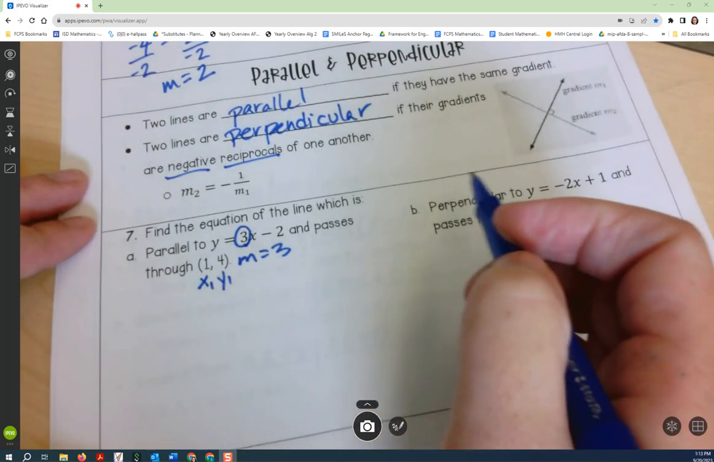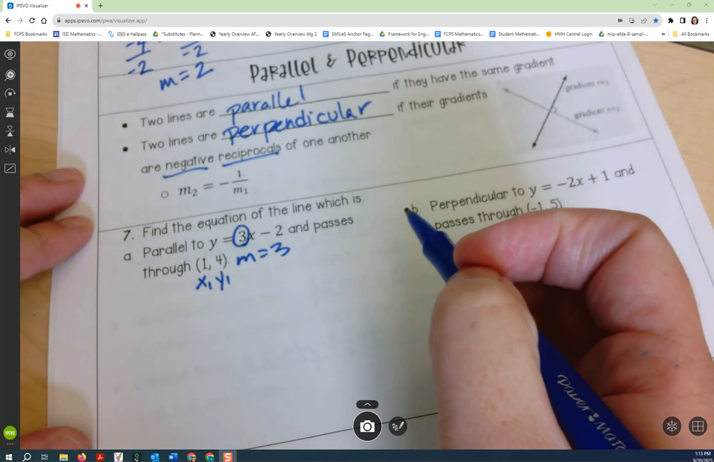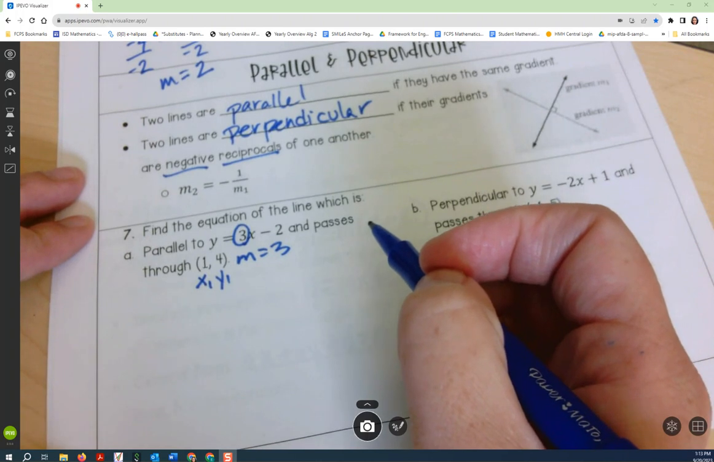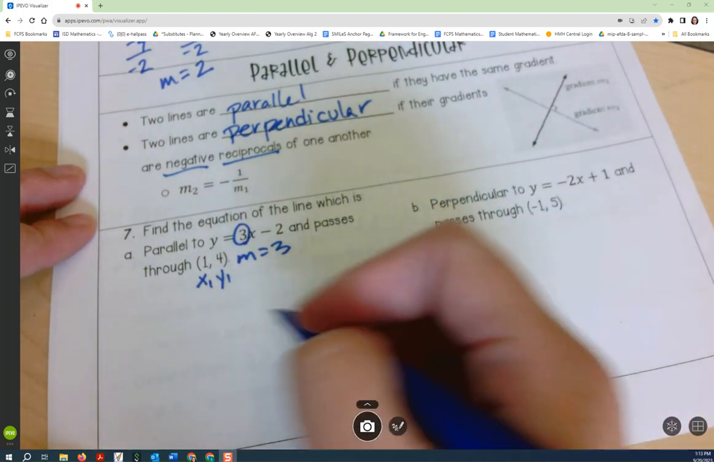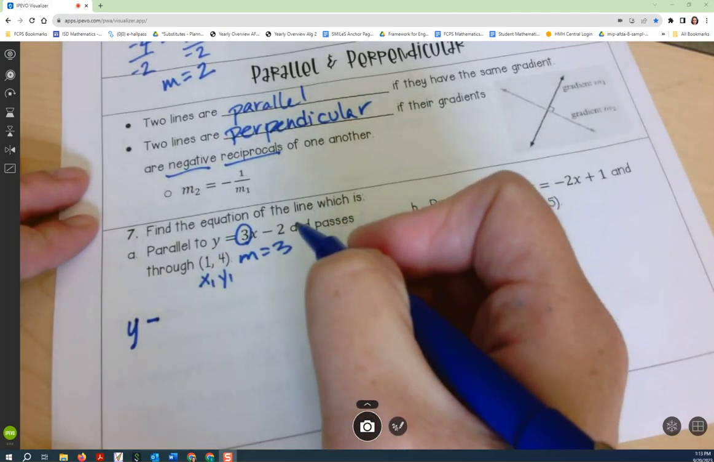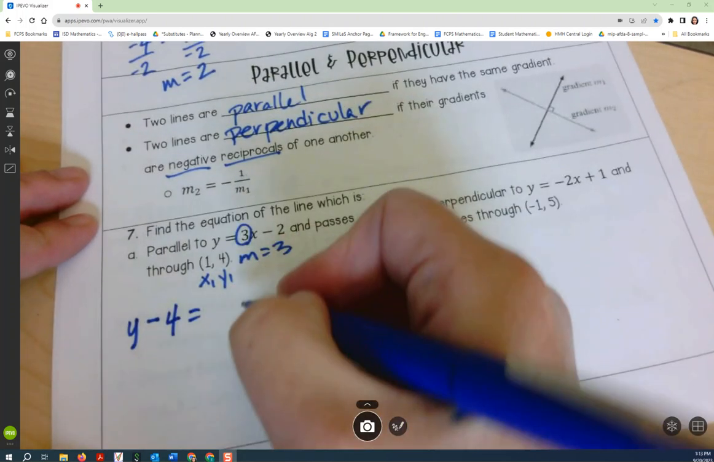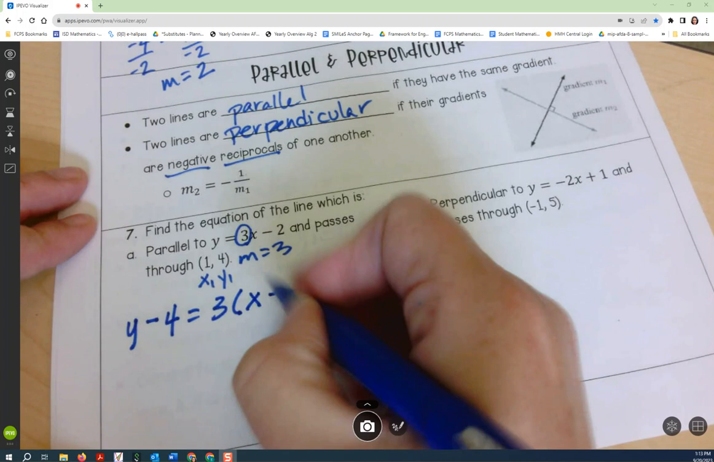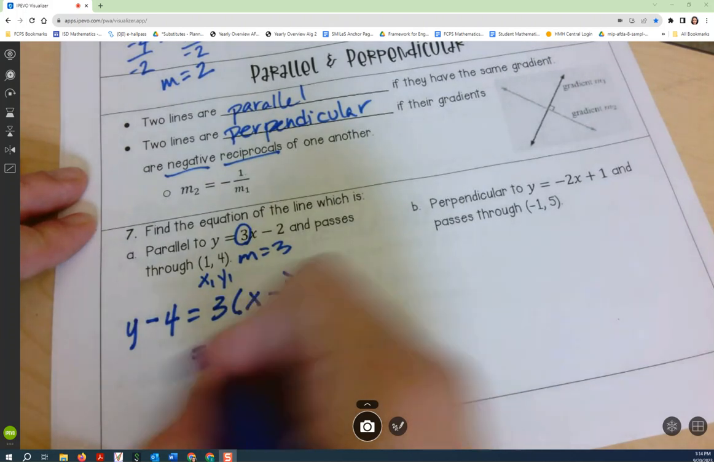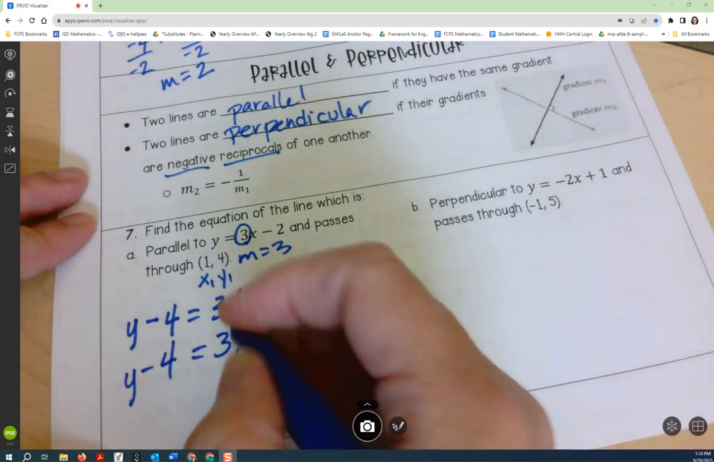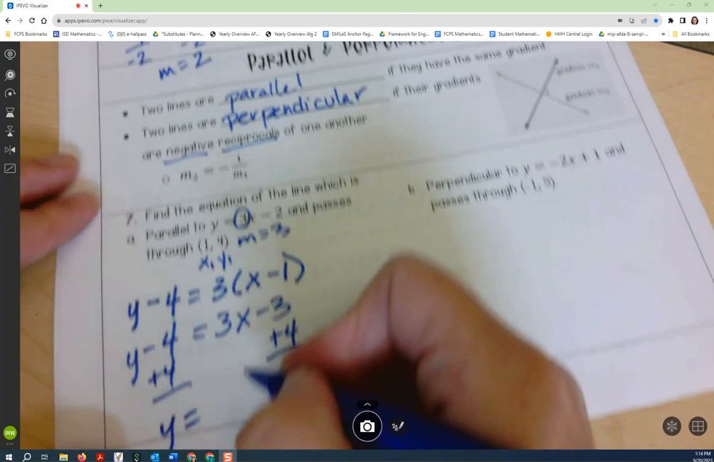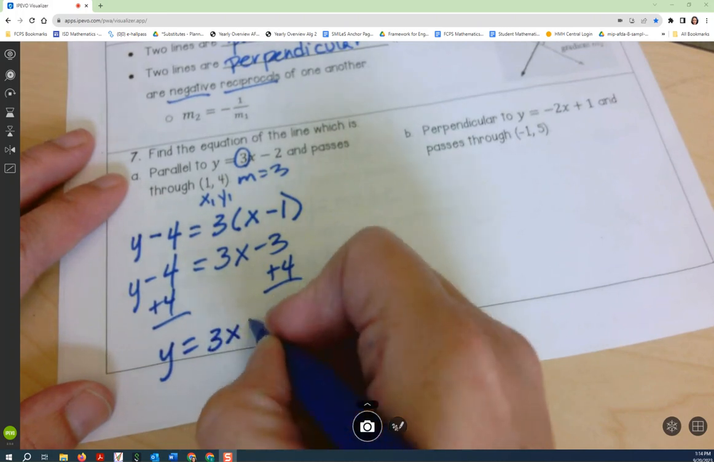It tells you to find the equation of the line and doesn't give you a format, so you can choose. I usually go to the gradient intercept form if I'm given a choice, but you can use any form that's one of the ones on the front. So I'm going to start with y minus y1, 4, equals m times x minus x1, and I'll distribute, and then I will solve for y. So y equals 3x plus 1.